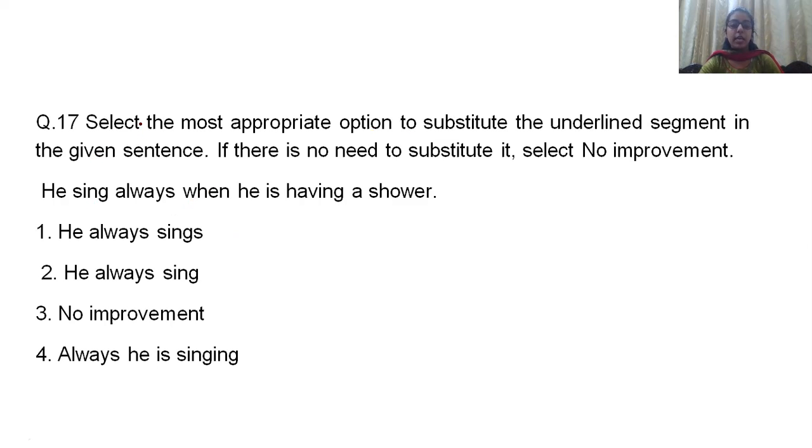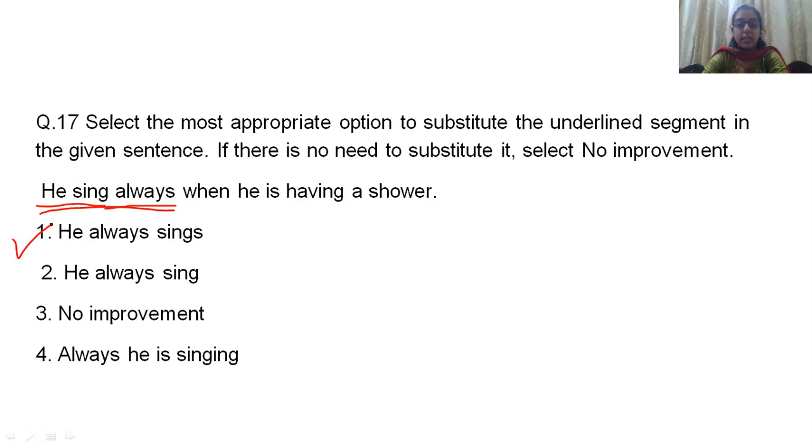Question number 17. Select the most appropriate option to substitute the underlined segment in the given sentence. The underlined segment is "he sing always when he is having a shower." Now there is an error over here. This is an error of placement, the position of adverbs. You have not placed the adverb at the perfect position. "He always sings" is the correct answer.